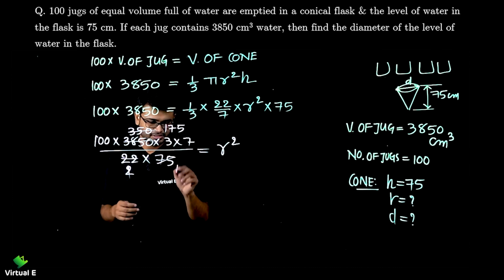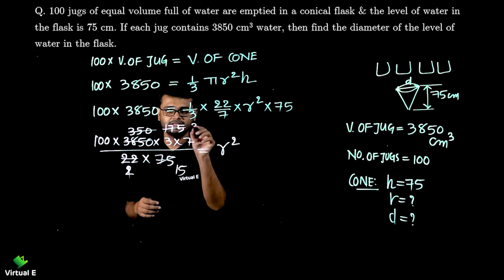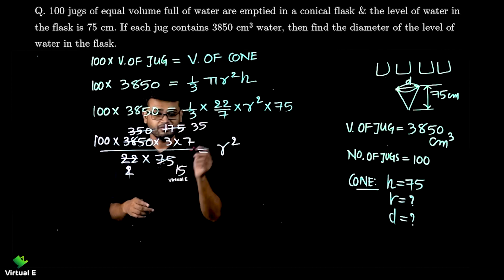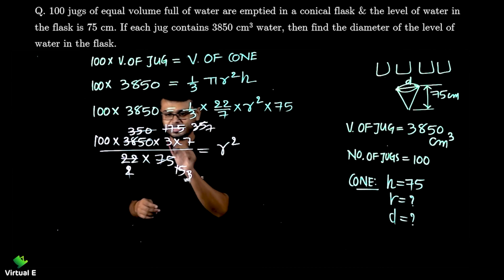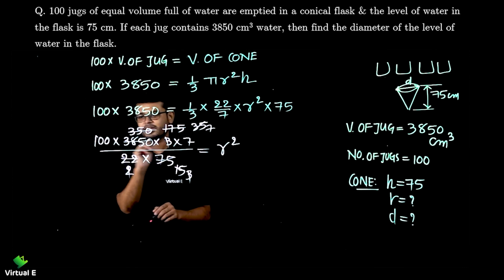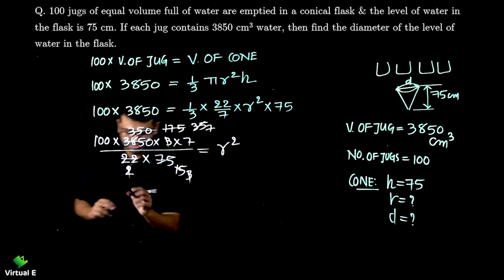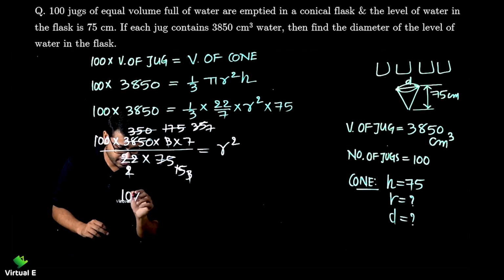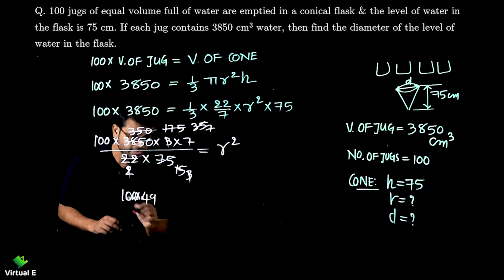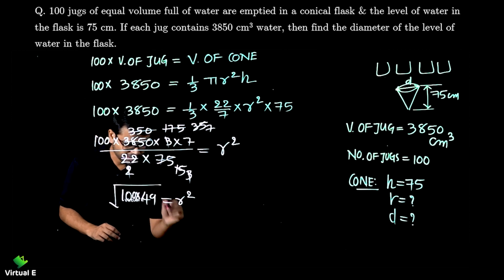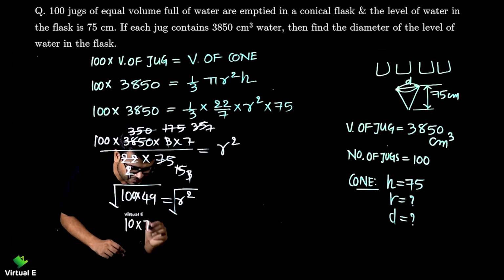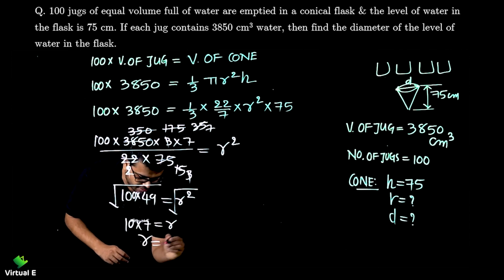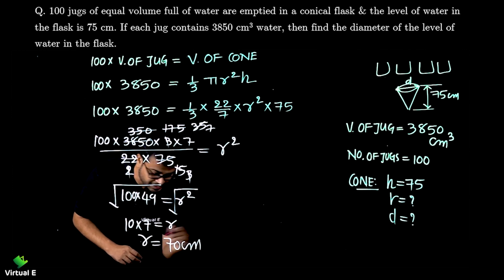Here 15s are, and here 3s are, and 35s are. Okay, we can still do it. Here 3s are, and here 7s are. 3 gets cancelled. Okay, nice. So what's left in the numerator? 100 into 7 into 7. So 100 multiplied by 7 into 7 is 49. The denominator has nothing, that is r square. So if we take the square root here, let's take it at this point rather than multiplying. The square root of 100 is 10, the square root of 49 is 7, is equal to r. So r is equal to 70 centimeter.